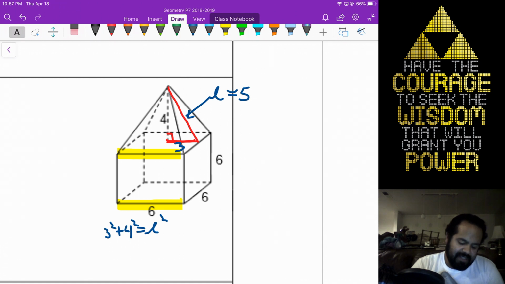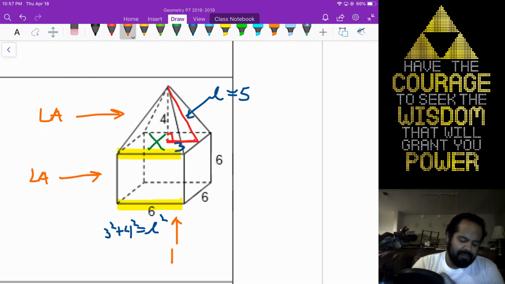Another thing to note is in this one again, you have that face that's covered. So in terms of what you can visibly see, you can only see on the top part the lateral area. On the bottom part, you can see the lateral area, but there's only one base that's visible. So we're going to add all 3 parts of those to get our total surface area.